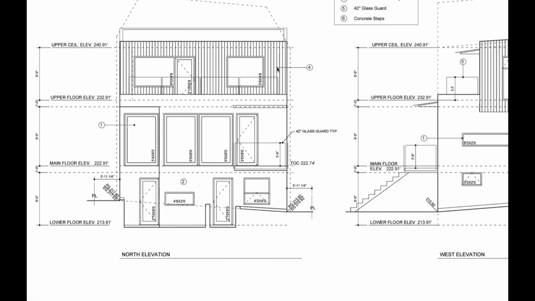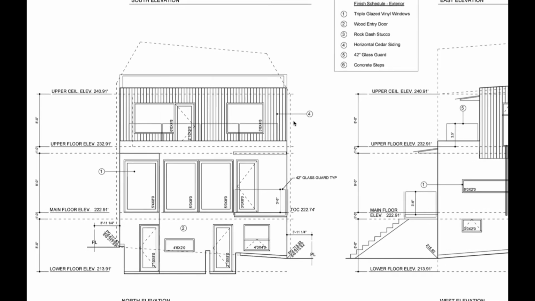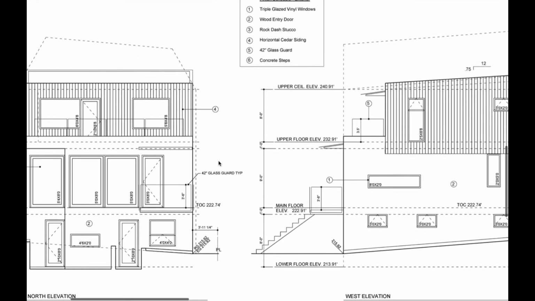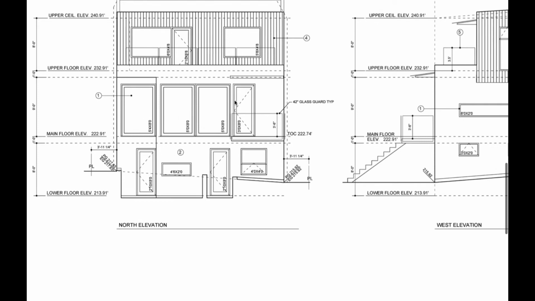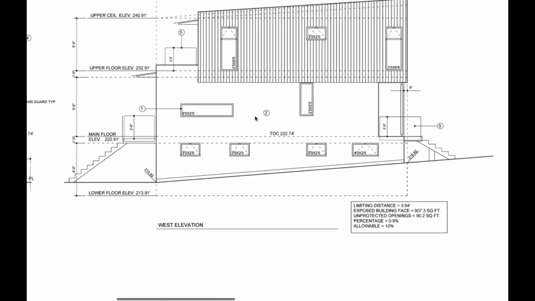Aha, horizontal cedar siding. That looks like vertical to me. So that's worth double checking whether they want horizontal or vertical. 42-inch glass guard, that's number 5. I think that's for the back deck. And then concrete steps, number 6. So yeah, just going through, checking out all the different windows. You just see they give you some details. These are all the same, which is good to know.